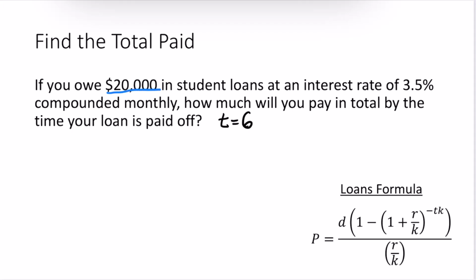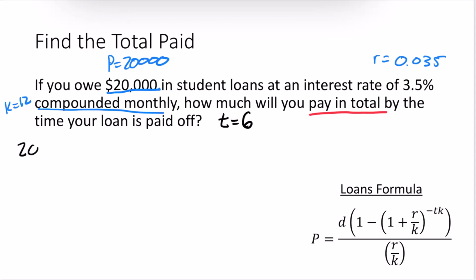Okay, so in this one, the loan amount that we have at the beginning is $20,000, so that's going to be P. The interest rate is 0.035, so that's what R is. It's compounded monthly, so K equals 12. And the amount we will pay in total is the thing that we're looking for. And so to calculate out what this is, we first need to know what the monthly payment is.